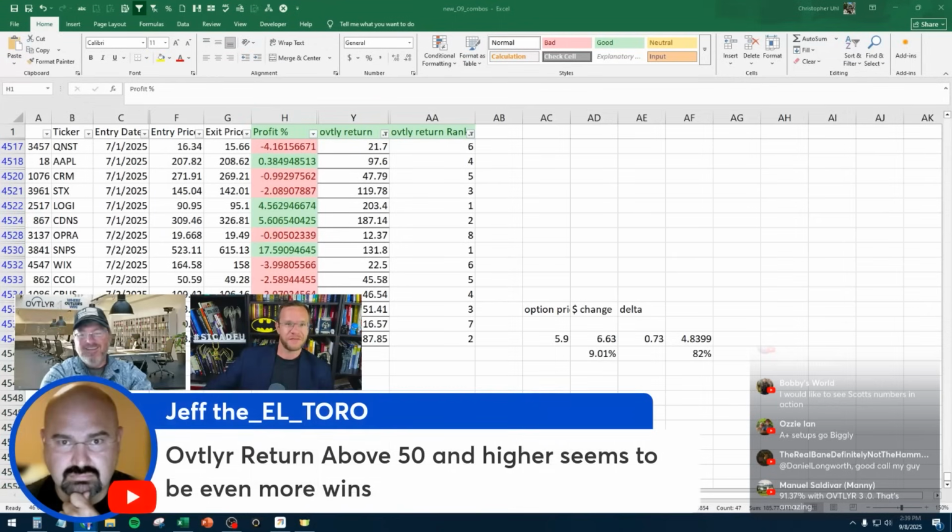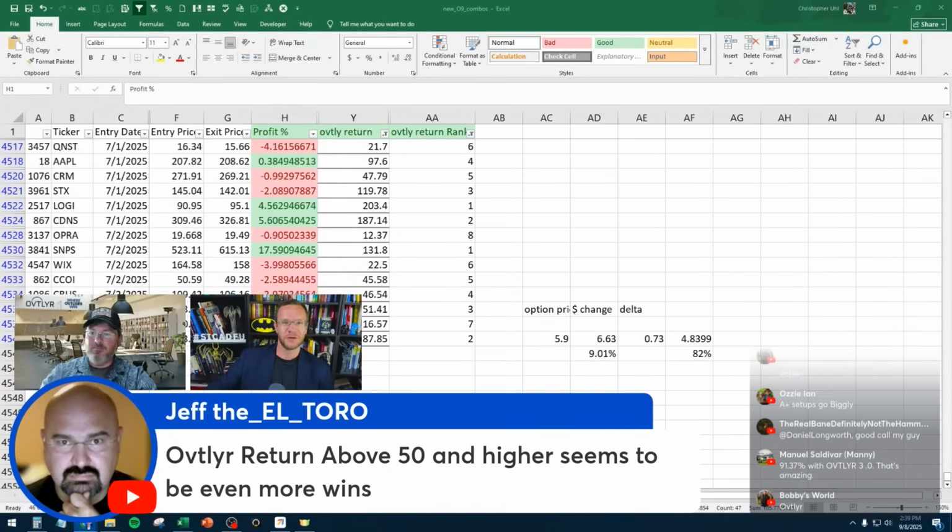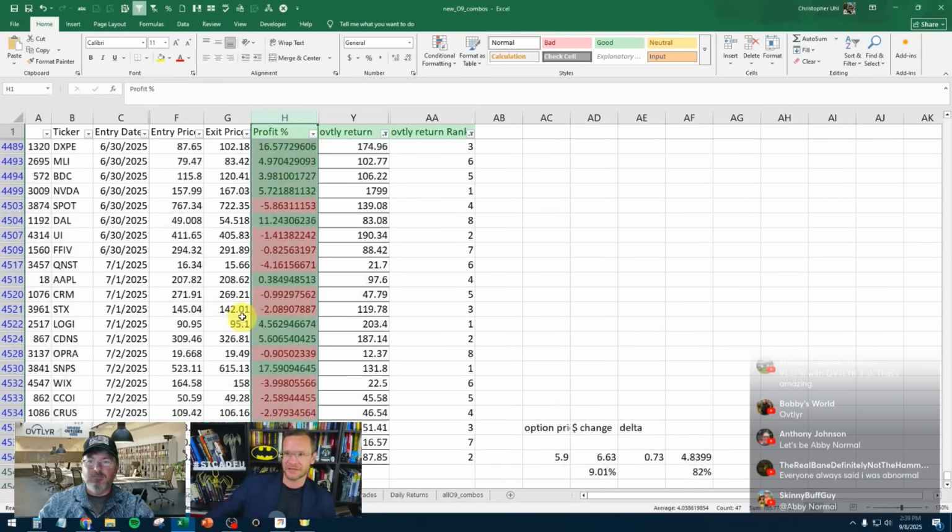I saw Jeff the El Toro. That's such a fun username. Jeff the Bull says, hang on, if you do outlier returns over 50, it could be even higher. Hold tight. I love this idea, Jeff.